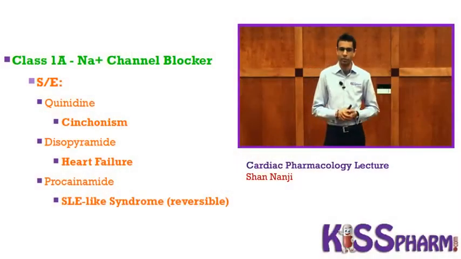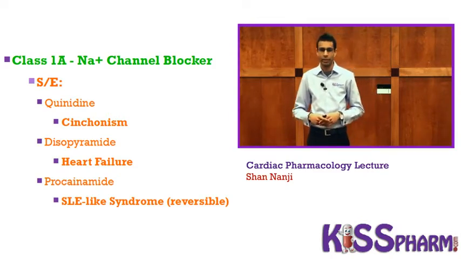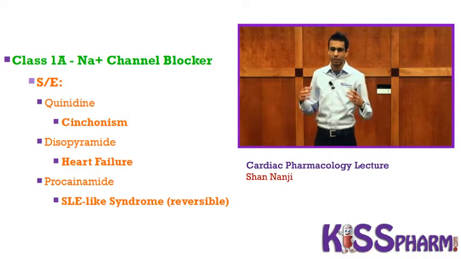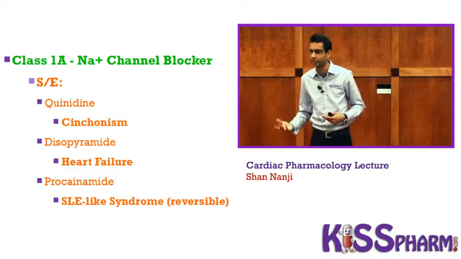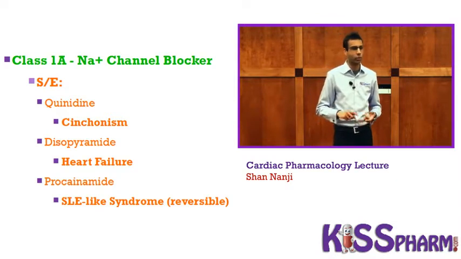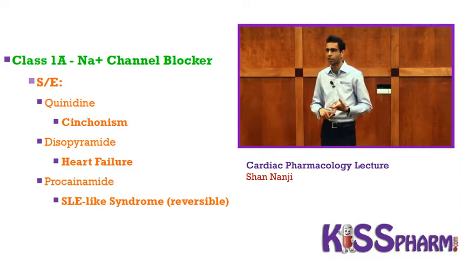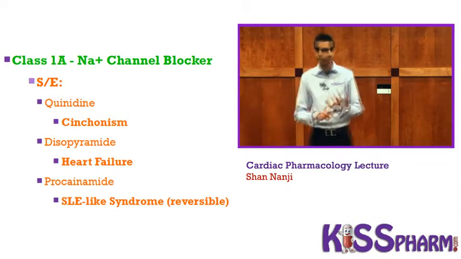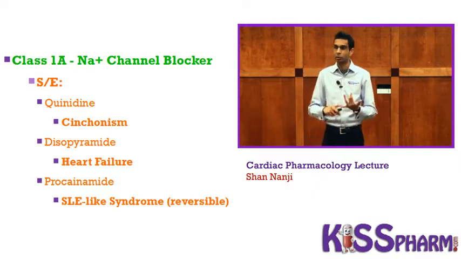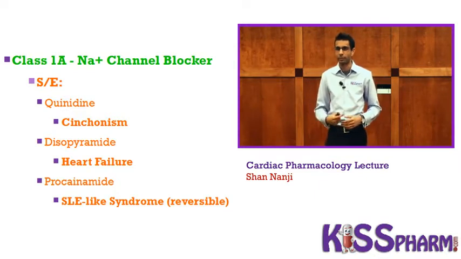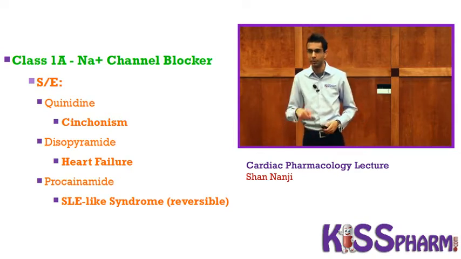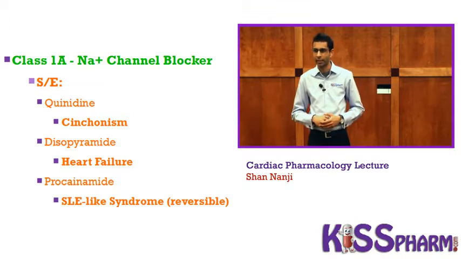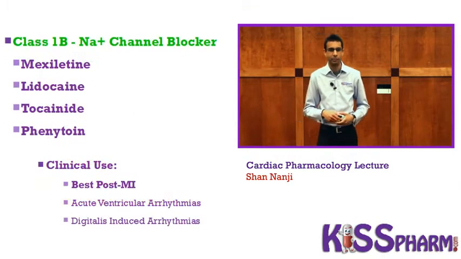Excellent. So we have some side effects you should know. Which one's associated with cinchonism? Quinidine. Which one can cause heart failure? Which is associated with reversible lupus-like syndrome? Procainamide. Excellent. So quinidine can cause cinchonism. Disopyramide can cause heart failure. And procainamide is part of the HIPPPE mnemonic: hydralazine, INH, penicillamine, procainamide, phenytoin, and ethosuximide. This is one of those Ps. Reversible lupus-like syndrome via antihistone antibody. So remember it, antihistone antibody, okay? Now, class 1B antiarrhythmics.